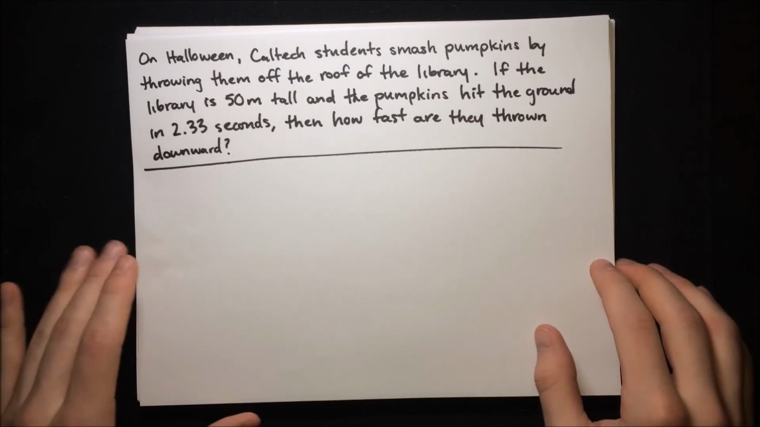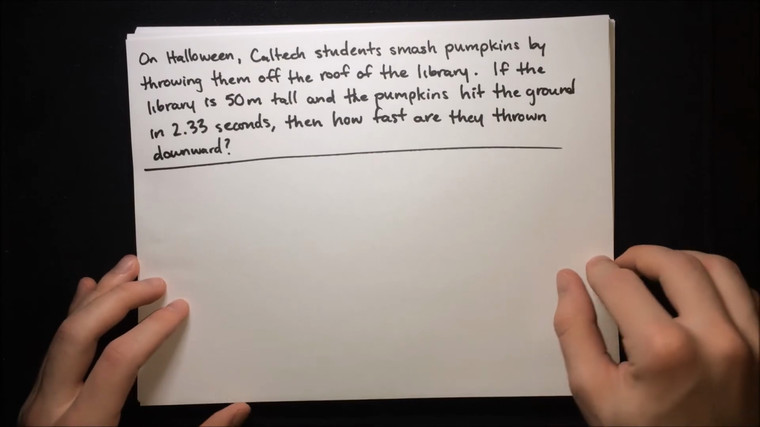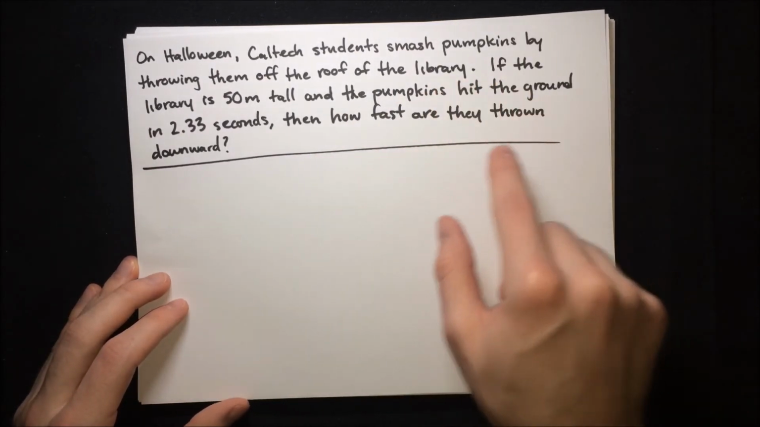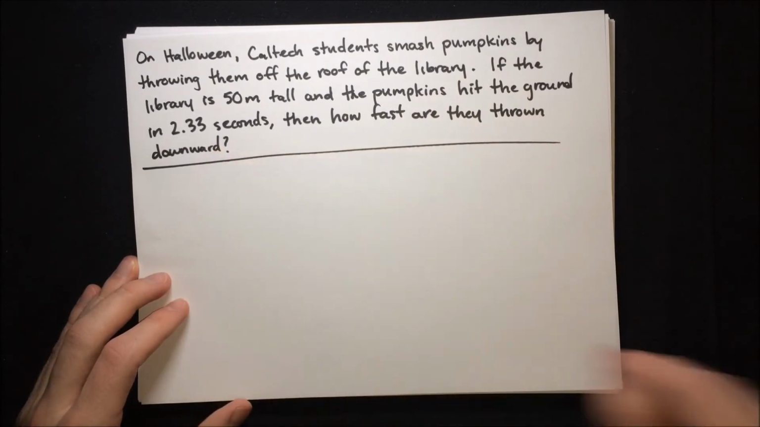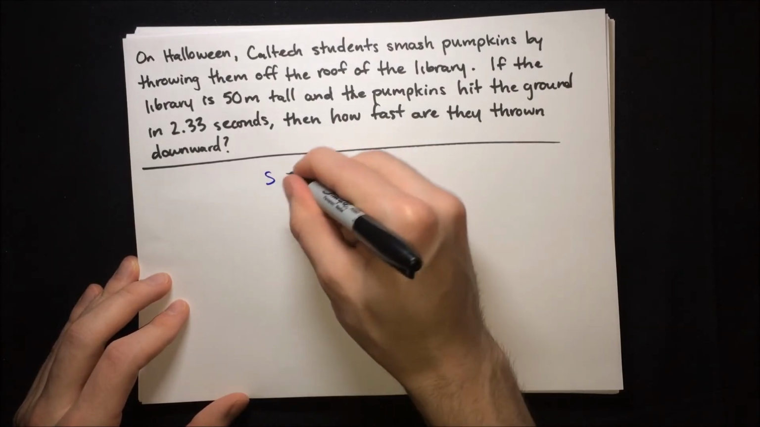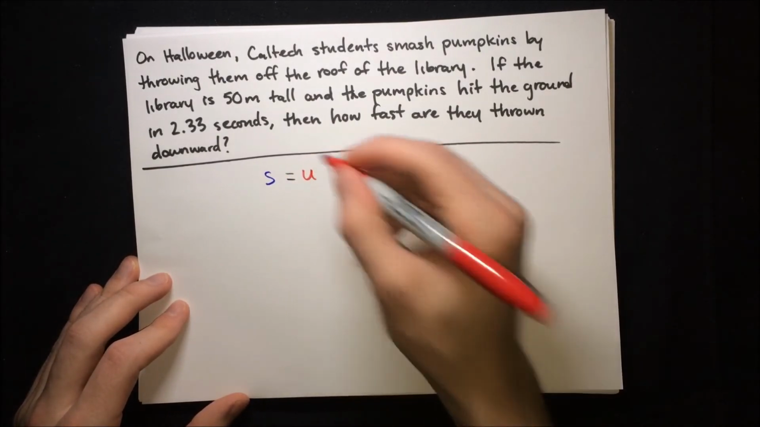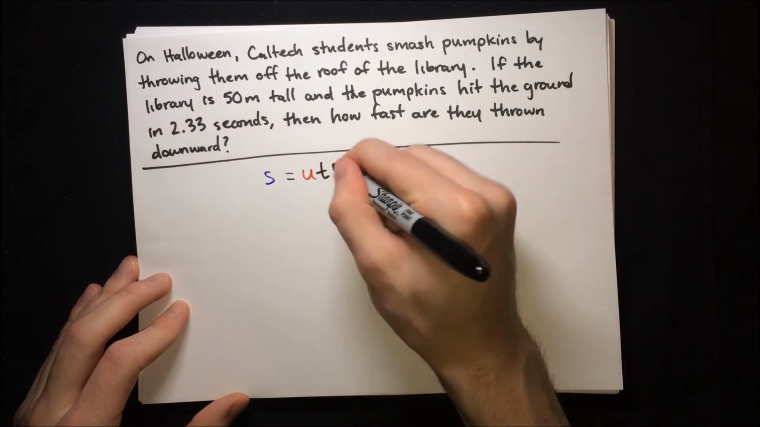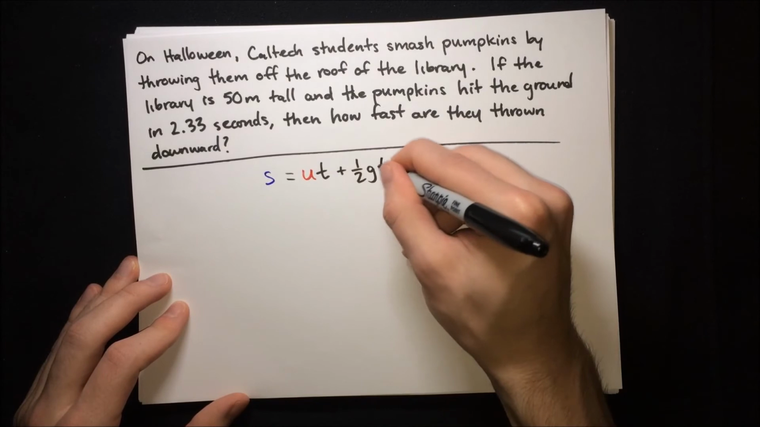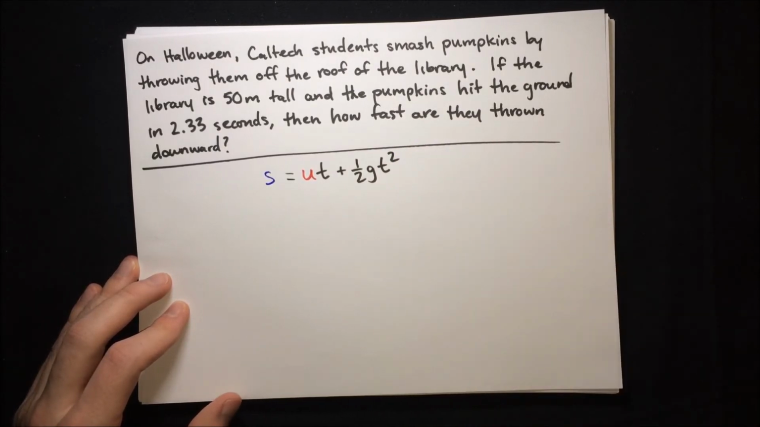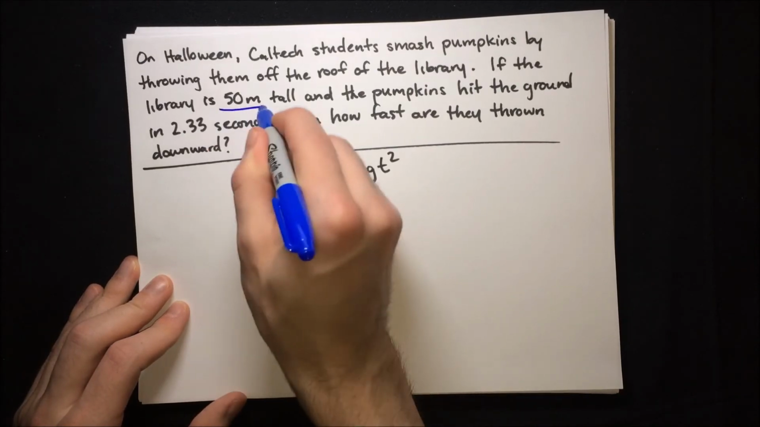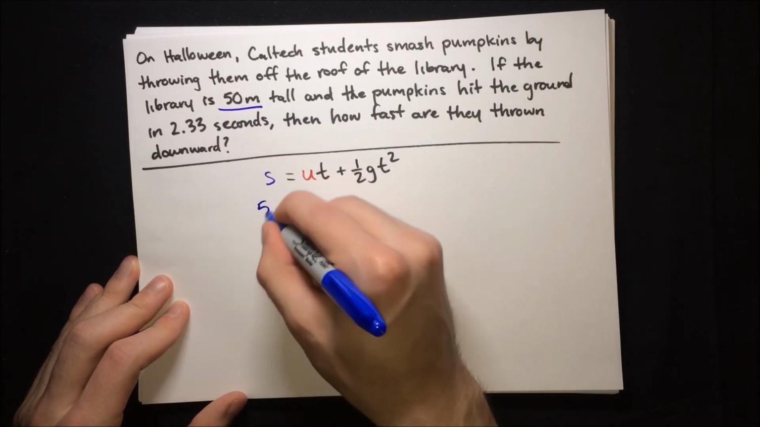All right, here's one last example. So we've got some pumpkins being thrown off the roof of the library, and we want to find the initial velocity. We want to find how fast they're thrown downward. So we'll start with our master equation again. s equals u times t, and then plus a half g times t squared. And let's plug in our information. s, what's the distance? Well, they're traveling 50 meters from the top of the library.